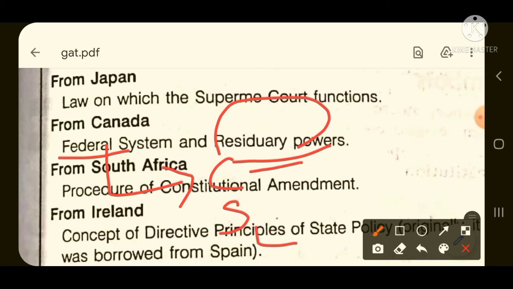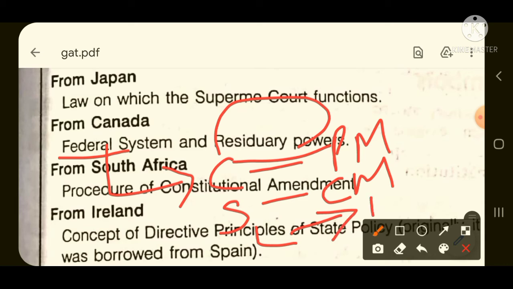Central government is headed by the Prime Minister, state government is headed by the Chief Minister, and local government is headed by the Panchayat head.